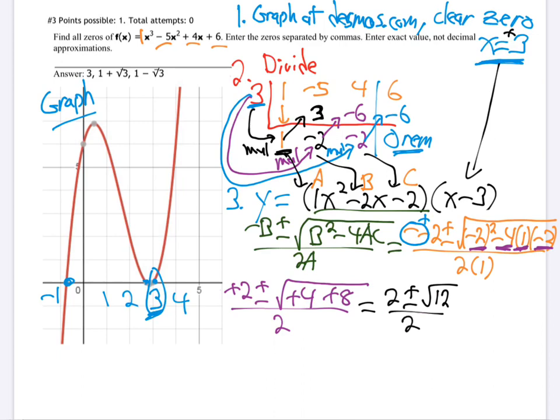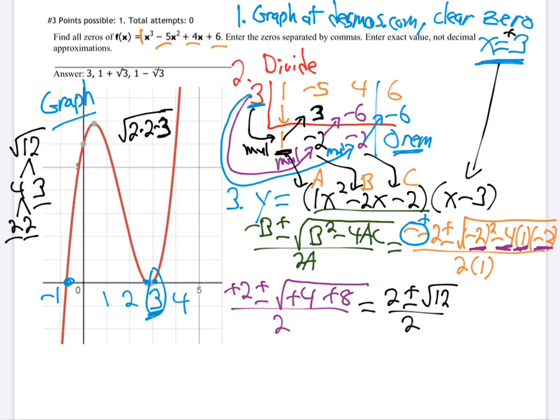Now, we can't square root 12. At least it won't be a nice clean whole number. How do we deal with the square root of 12? Remember, I'll bring it over here. Square root of 12, remember you break it down. 4 times 3, 2 times 2 times 3. Those are the pieces of a 12. So, in other words, the root of 12 is the root of 2 times 2 times 3.